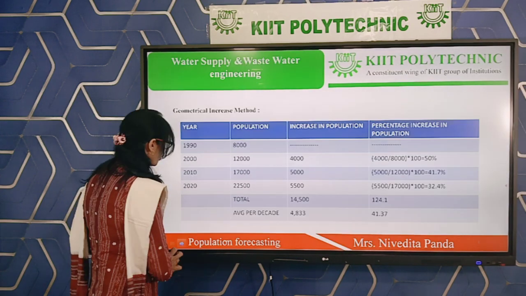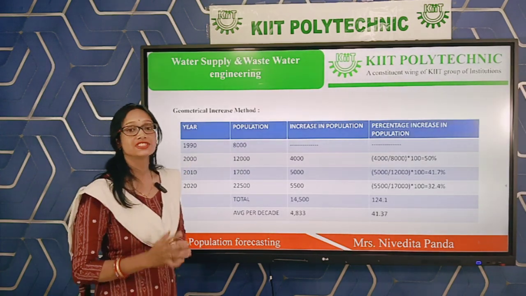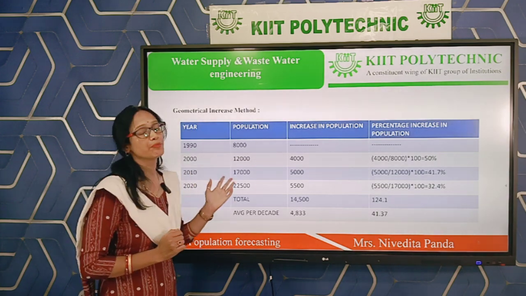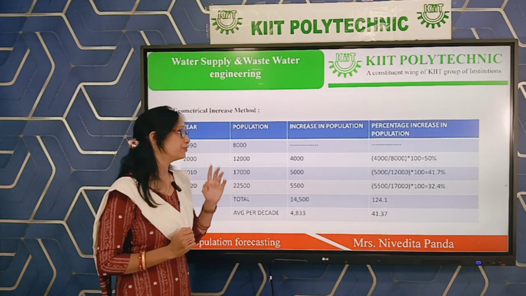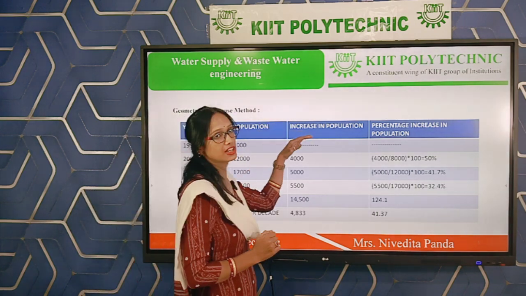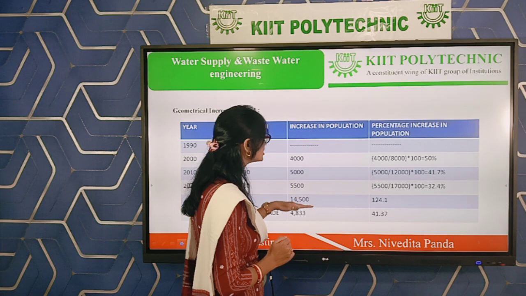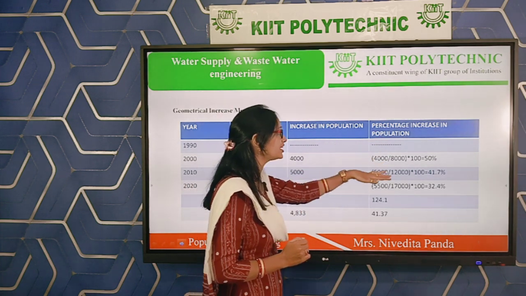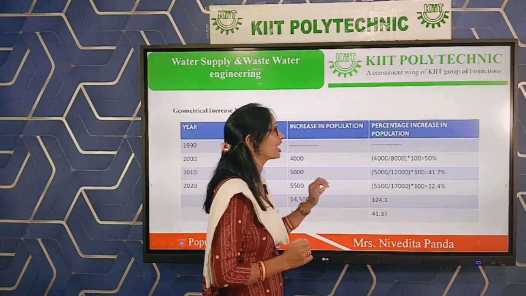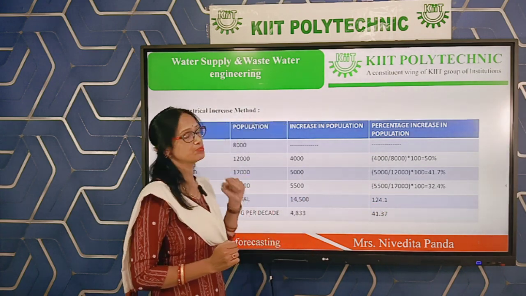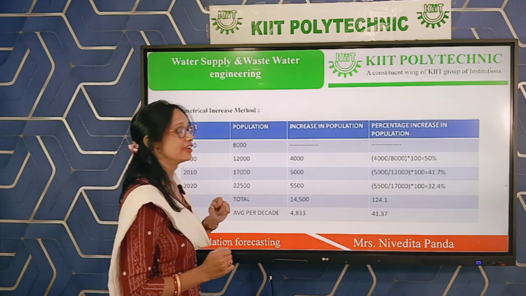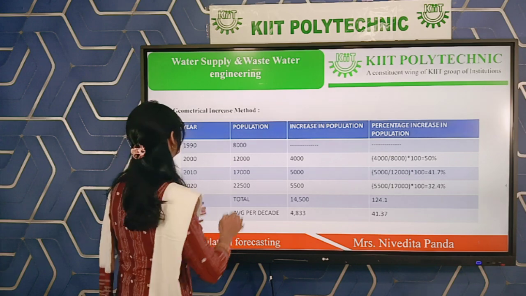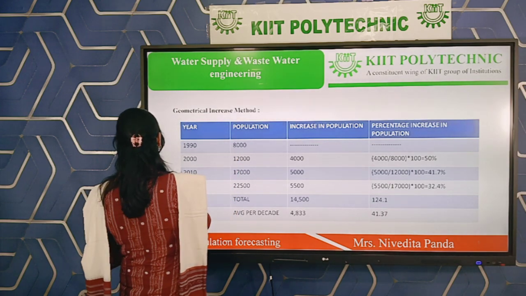Next, we will go for the calculation of the same problem using the geometrical increase method. It is better compared to the arithmetical increase method, because in the arithmetical increase method we are just taking the increase in population only, but in the geometrical method we are taking the percentage increase in population. So here we are calculating the percentage increase in population of that particular area. In 1990, we all already know that 88,000 is the population.